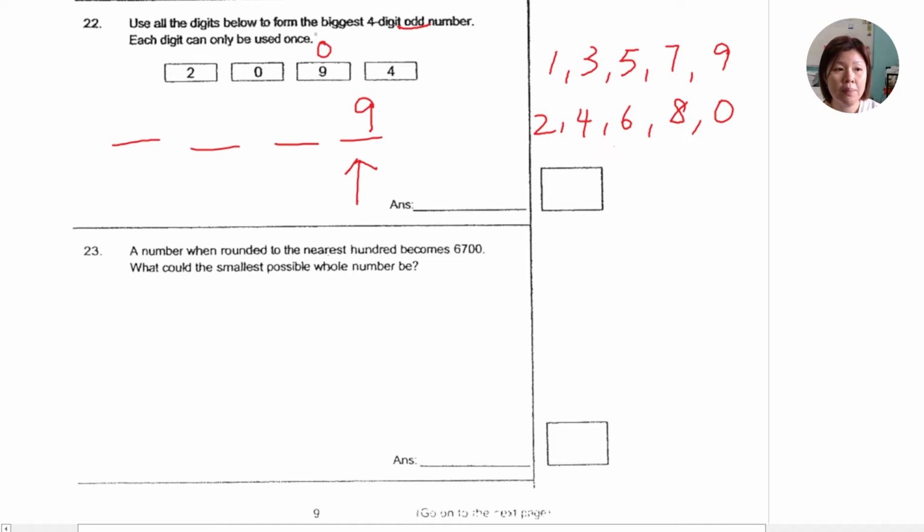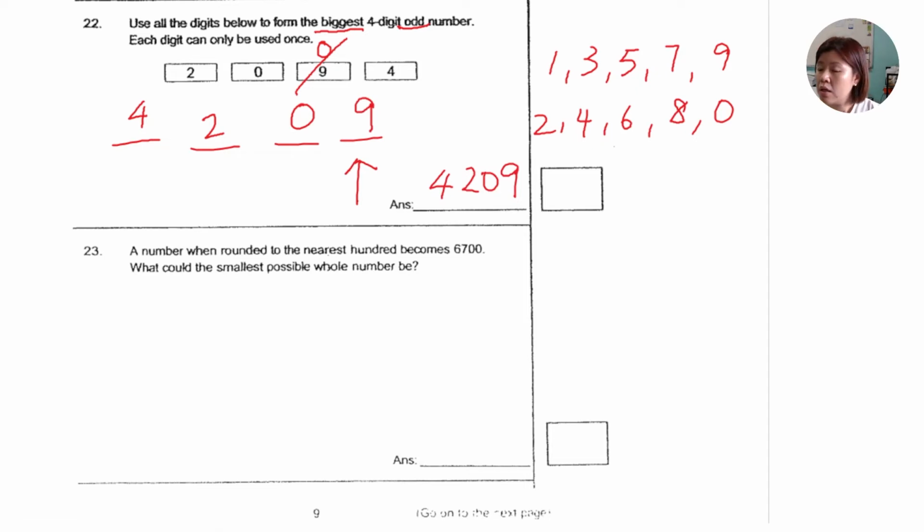And they want the biggest even, so since 9 is done, let's try. The biggest digit is 4, so I put 4 here. And the second biggest is 2, and the last one is 0. So our answer is 4209. Okay.